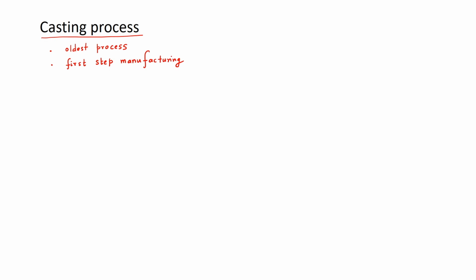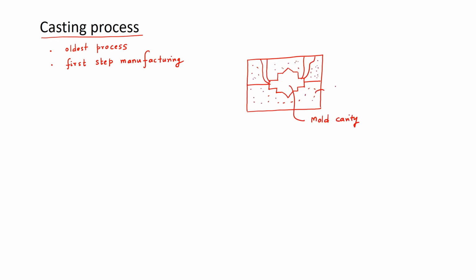So, the principle of operation is very simple. We are making a mold cavity. So, this is a mold cavity. This is the sand mold, very typical and basic casting process. The green sand casting. This is the gate. Gate is the opening through which we are pouring the hot metal or the molten metal. This is the riser.